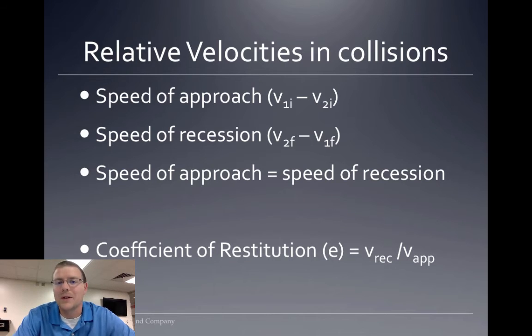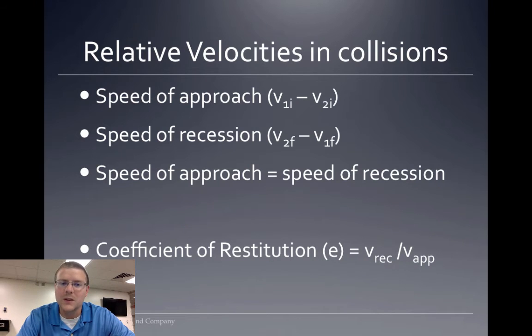Or if we talk about the speed of approach of two objects versus the speed of recession. So how fast they're moving with respect to each other as they collide, and how fast do they pull away from each other when they move apart. If the speed of approach equals the speed of recession, we get a value of 1 for our coefficient of restitution. And when we have a coefficient of restitution of 1, we know that energy or momentum is conserved and we have a fully elastic collision.